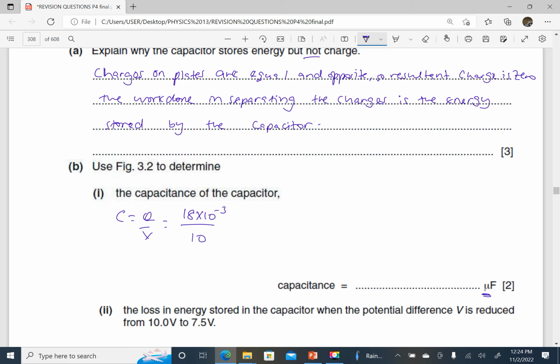So 18 times 10 power negative 3 coulombs divided by V, which is 10. But we want the answer in microfarads. So this will be 1.8 times 10 power negative 3, again divided by 10 power negative 6, which is 1,800. Yes, 1,800 microfarads.